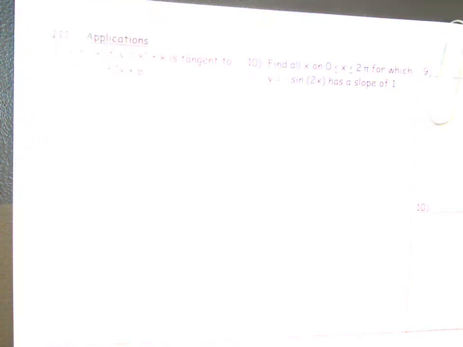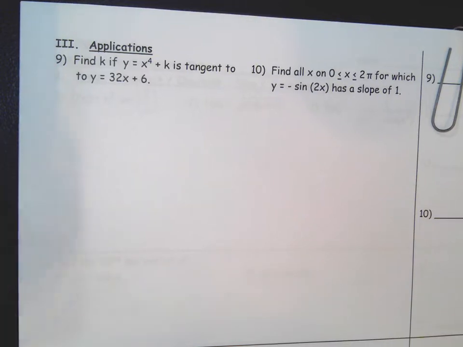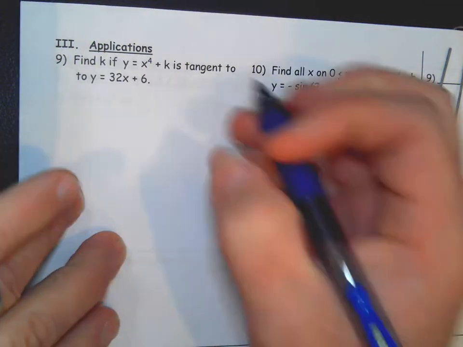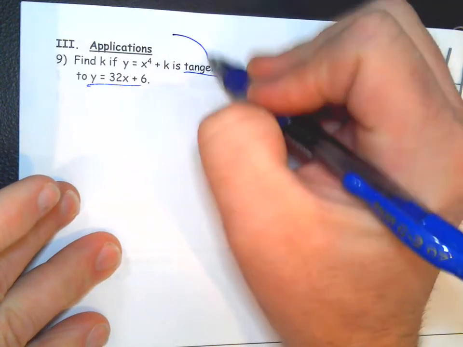Okay. On to the back. For some a little bit tougher problems. Find k if y equals x^4 is tangent to this. So we have a curve and a tangent line.